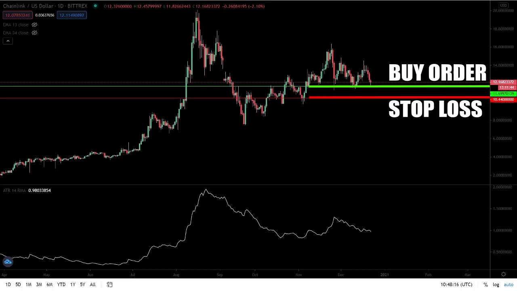So we want to place our stop loss below this support level and we want to give it enough space so we won't exit our trade too early if the price drops down below the support area and reverses back to go higher.